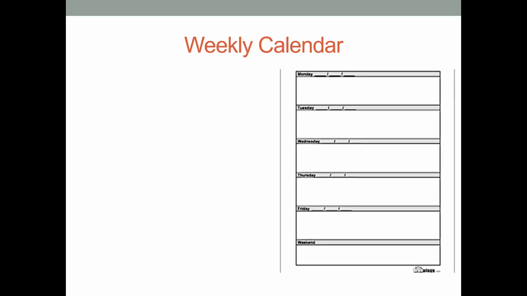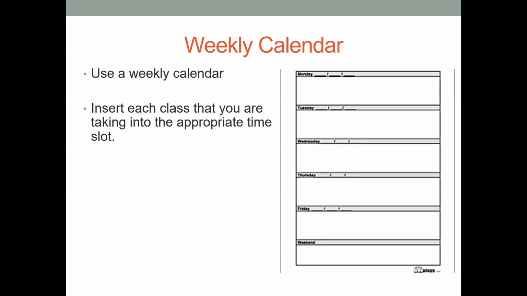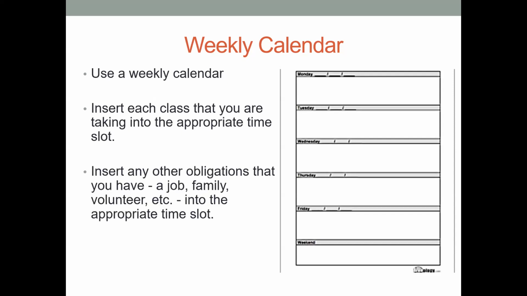A weekly calendar is a calendar that lets you see the whole week at a glance. Here is how to do it. Write each class that you are taking into the appropriate time slot. Write all other obligations. For example, if you have a job, write the hours that you work. Anything that is unchangeable should be written into your weekly calendar each week. It may get repetitive, but that's okay. It will help to keep you on track when we merge the monthly calendar with the weekly calendar.